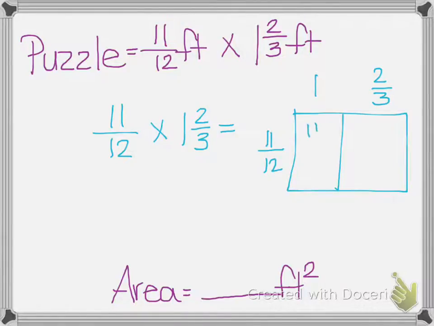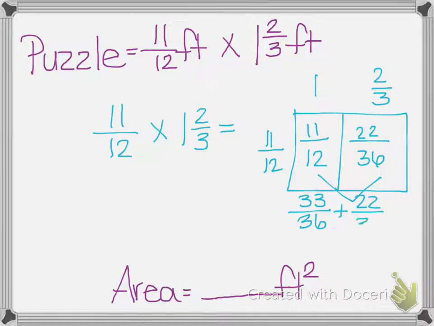1 times 11/12 is 11/12. 11/12 times 2/3, 11 times 2 is 22. 12 times 3 is 36. So now I need to add the 2 together. So this is 12 and this is 36, so I can also change this into 36. 12 times 3 is 36. 11 times 3 is 33. Plus the 22/36. 22 plus 33 is 55/36.